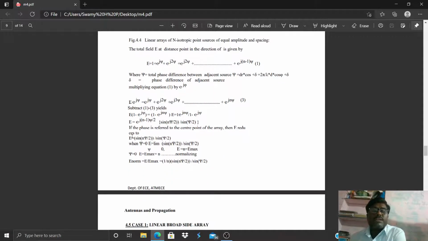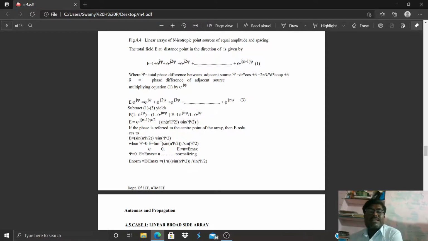If the phase is referred to the center point of the array, then E reduces to sin(n psi by 2) divided by sin(psi by 2), where the phase is referred to the center point of the array and this phase term becomes 0. Therefore, when psi is equal to 0, E is equal to the limit as psi tends to 0 of sin(n psi by 2) divided by sin(psi by 2). So when psi is equal to 0, the electric field intensity E is maximum and equal to n.